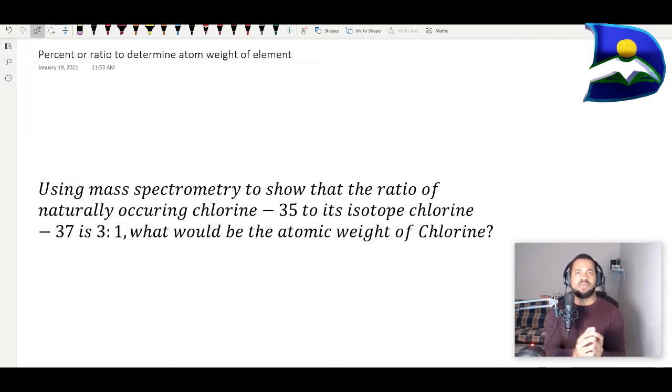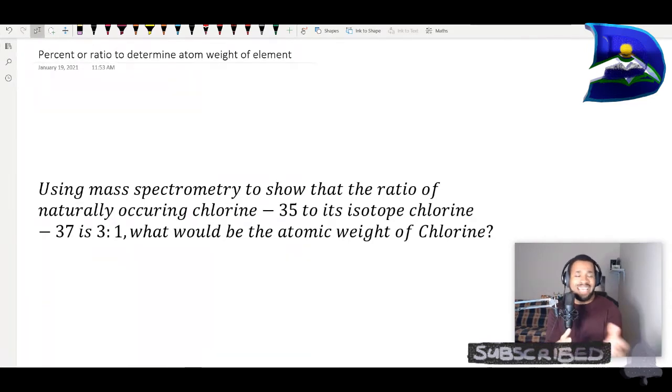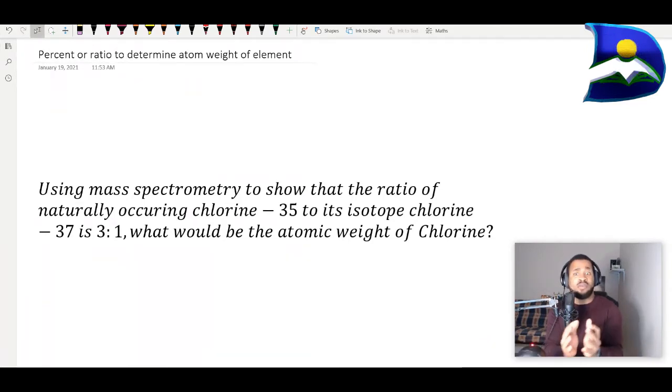In here, we're going to be exploring some quite interesting things in the world of general chemistry. And this is really critical because you need to be able to manipulate numbers and use those numbers to determine or infer various situations involving population. In here, we're going to look at how to use percent or ratios to determine the atomic weight of elements. Specifically, in this question, we're going to be determining the atomic weight of chlorine using mass spectrometry, looking at this question to show that the ratio of the naturally occurring chlorine 35 to its isotope chlorine 37 is a ratio of 3 to 1.